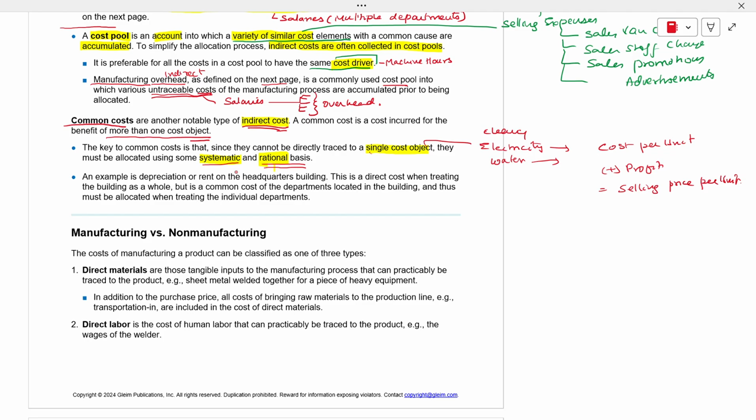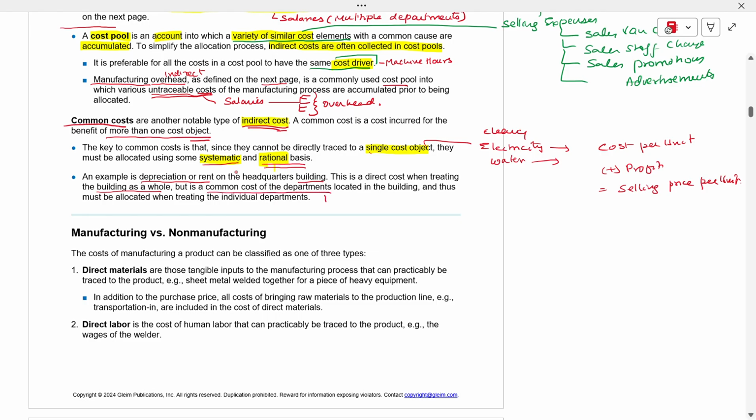An example is depreciation or rent. Rent is a common cost. We are paying rent for the entire floor, the entire headquarter building. This is a direct cost when treating the building as a whole, a direct cost with respect to the product. Rent is for the building, so we directly identify it. But it is a common cost with respect to the department.